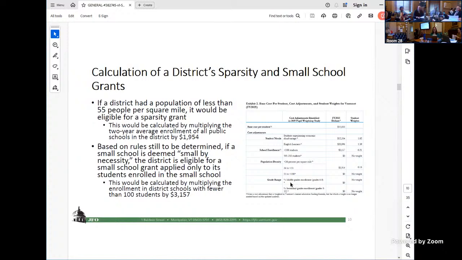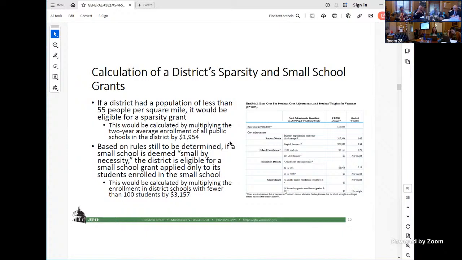So that's how we calculate an education opportunity payment. Here's how we would calculate a district's sparsity and small school grant. This is another place in which the bill establishes sparsity and small school grants. The sparsity grant is if a district has a population less than 55 people per square mile, then it would be eligible for a sparsity grant, calculated by multiplying the enrollment of all public schools in that sparse district by the cost adjustment, 1954. Summed all up, that would go to the district.